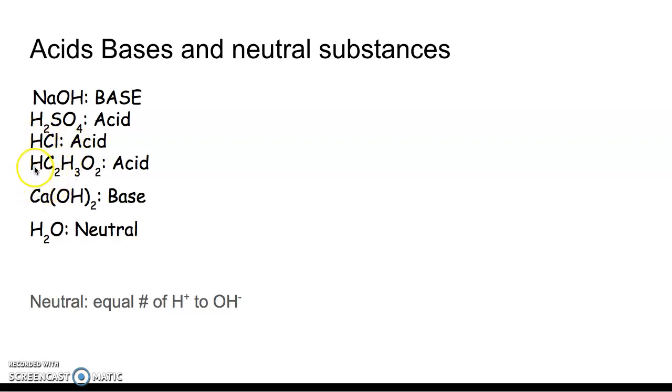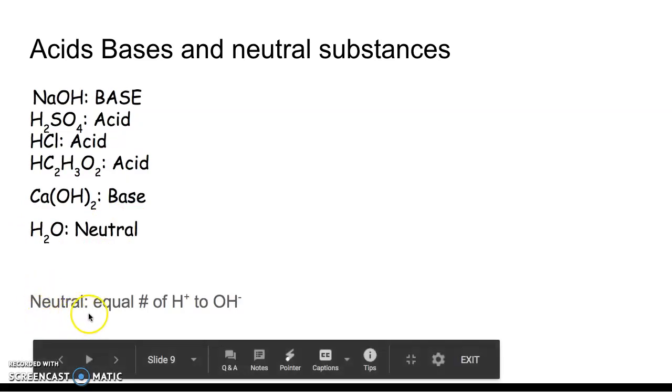Again, we see here an H, and then C2H3O2. This H here is indicating that this is going to dissociate. This is acetic acid. Here we have calcium hydroxide, OH indicates a base. And then we have here water, which has both. It has an H and it has an OH, so it is neutral. So a neutral molecule is a molecule that has an equal number of H's to OH's.